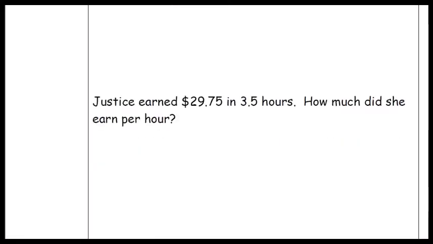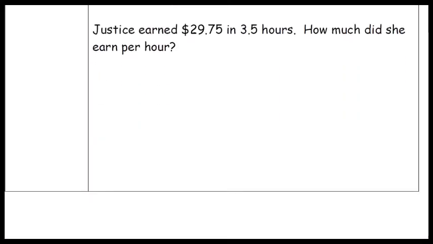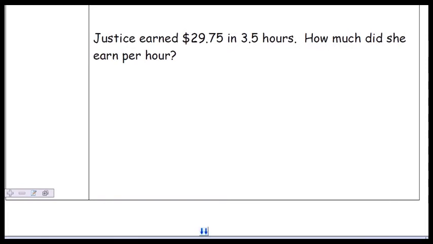Alright, now let's talk about this last one here. It says Justice earned $29.75 in 3.5 hours. How much did she earn per hour? Here's one of the keywords that will tell you that you're talking about division. It says per hour. You want to know how much 1 hour is, and they start off telling you that it's 3.5 hours.